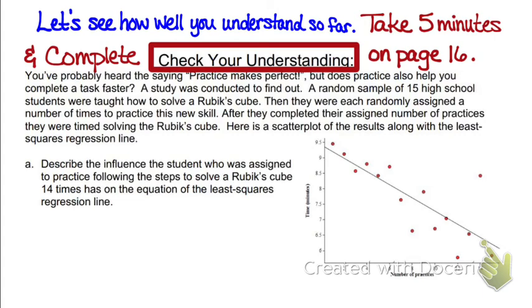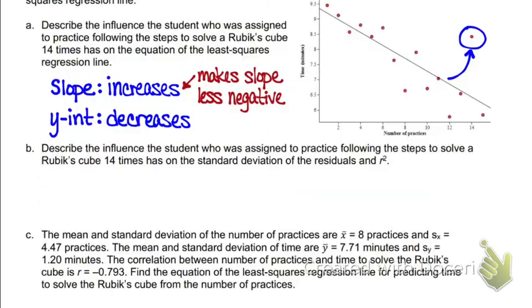Which point is part A talking about? Which point do they want us to focus on? Where's the point that goes with the student that was assigned to practice 14 times? 14 and 8.5. Yeah. This guy right up here. What would that do to the overall line? Increase the slope. Yeah, it's going to change our slope to something like this. So it's going to make it less negative. It's going to increase our slope. It's going to make our y-intercept go down.